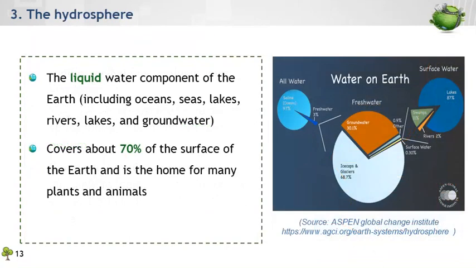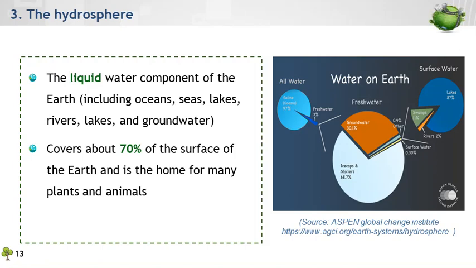Now let's take a look at another component of the Earth climate system, which is the hydrosphere. The hydrosphere refers to the total mass of water. This includes water in all three forms: gas, liquid, and solid. Although the solid form of water has its own name, the cryosphere, which we will discuss separately in the next few slides.